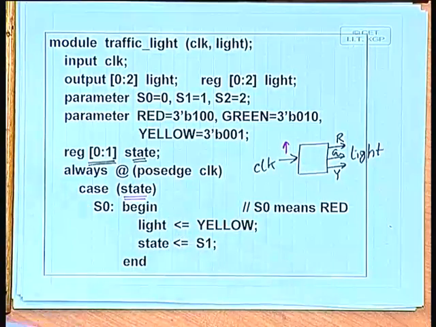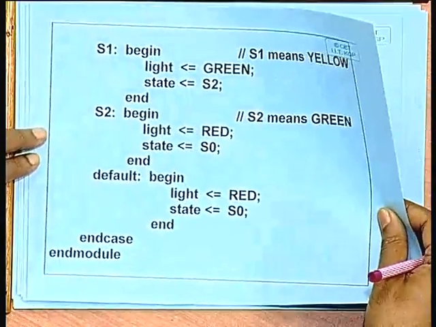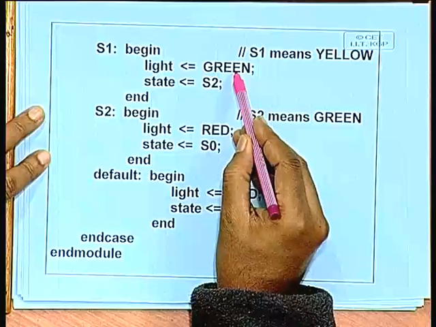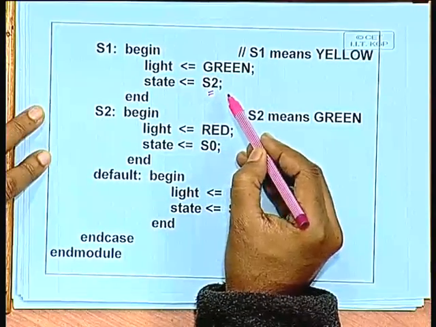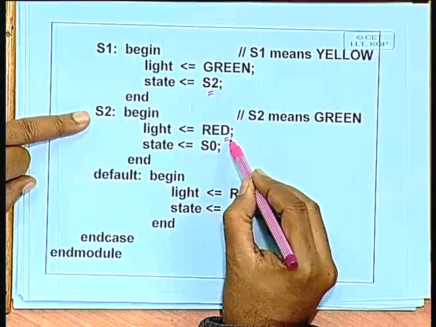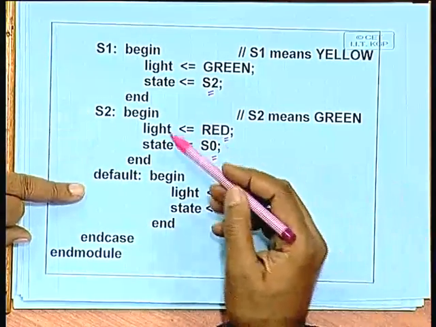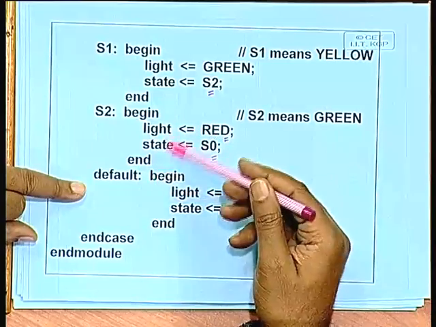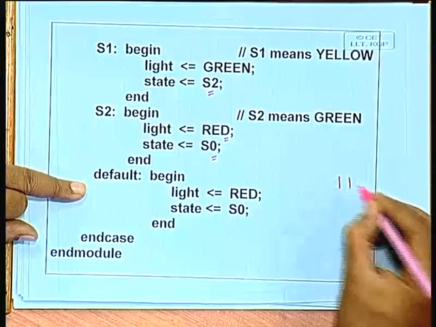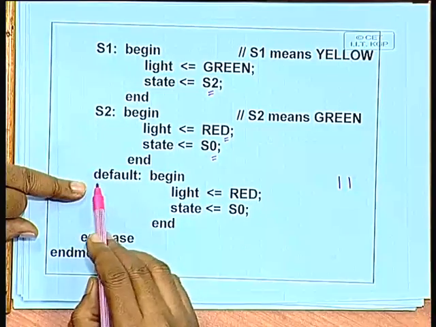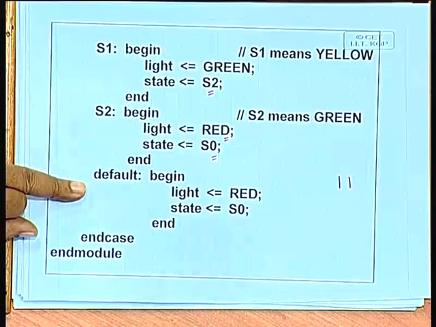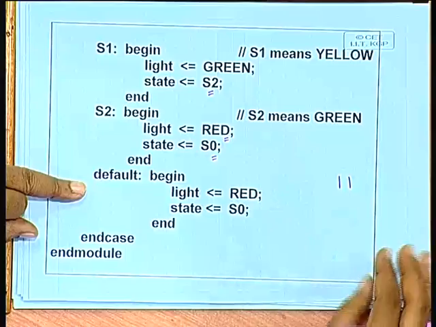To continue this, similarly, if you are in state S1, this is yellow. So, if a clock comes, the next state will be green, which is S2. Similarly, if you are in S2, if a clock comes, you will go to red. Red means S0. And at the initial state when you start the machine, if the state variable becomes 1 1 by mistake, then in order to set it to red, you set the default clause also. If it is default, the light will be red and state will be S0. So, by default you always start with red.